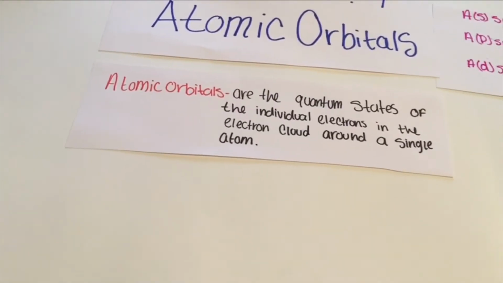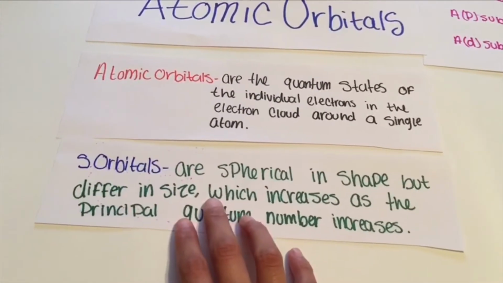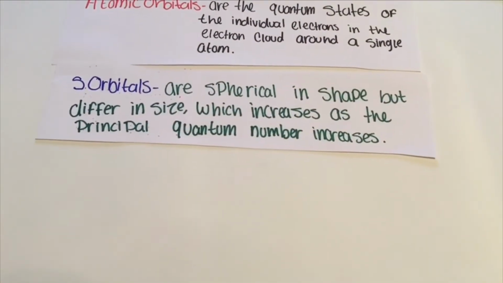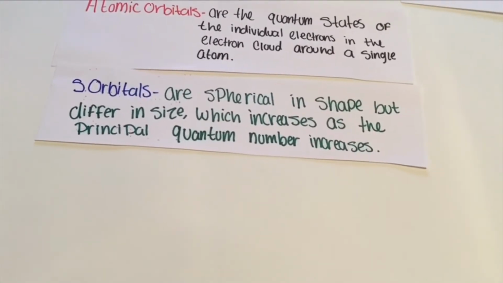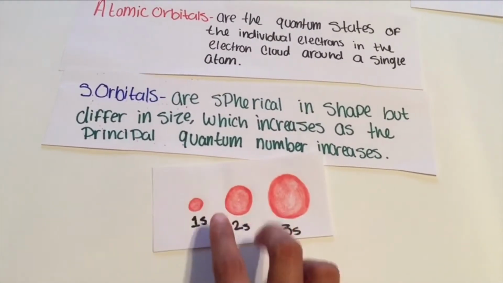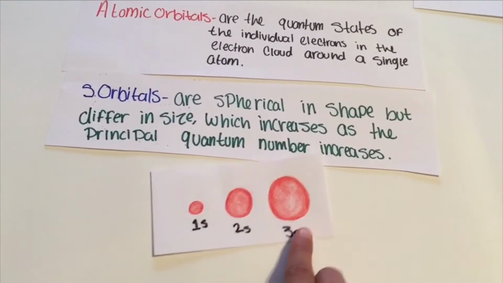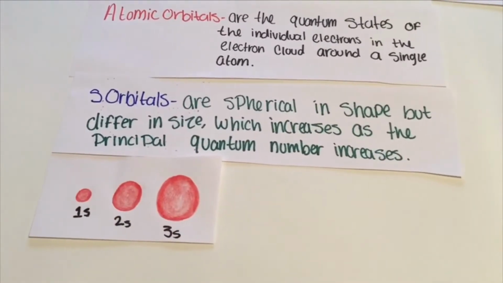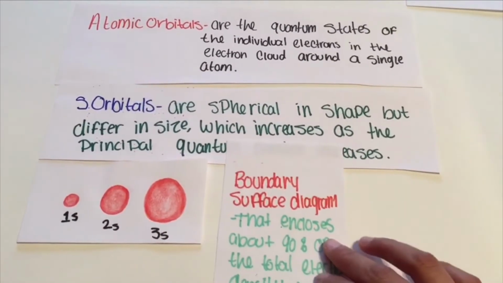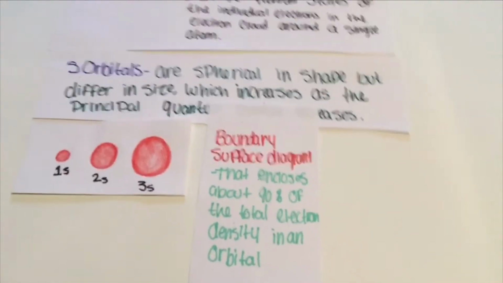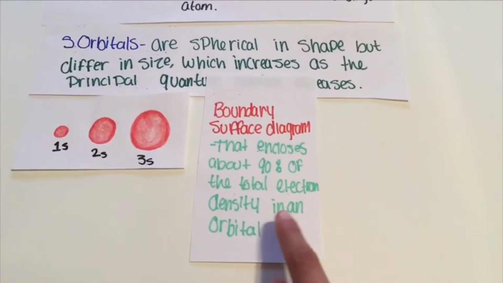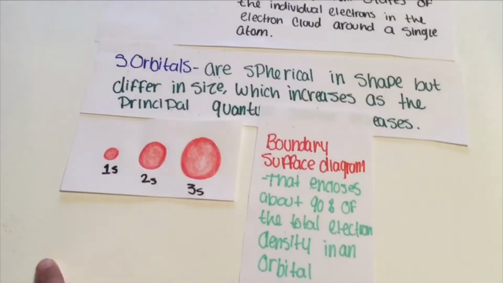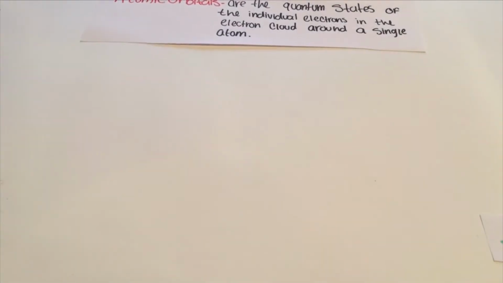Now we will be talking about the s orbitals. They are spherical in shape but different in size, which increases as the principal quantum number increases. Here are some examples of how they look in size as the number increases. These have a boundary surface diagram that encloses about 90% of the total electron density in an orbital.